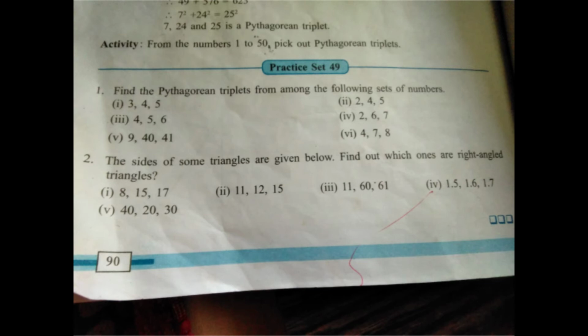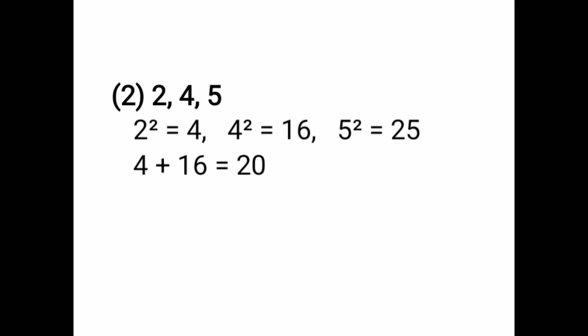Second one. 2, 4 and 5. Okay. First one, how I taught you, you have to do the same. 2 square means 4, 2 twos are 4. 4 square is 16. 5 square is 25. Now here, after writing the square of these three given numbers, the two smaller numbers are 2 and 4. 5 is the bigger number.